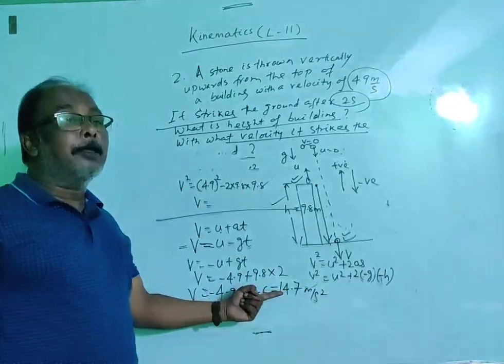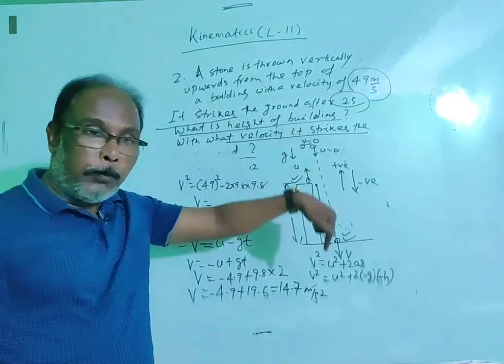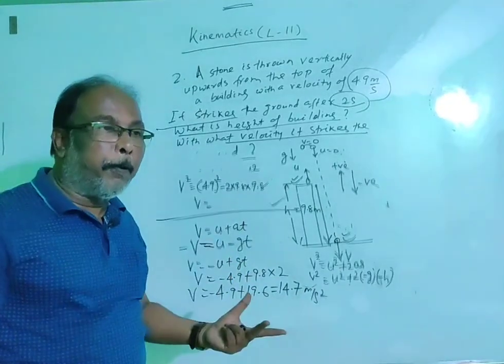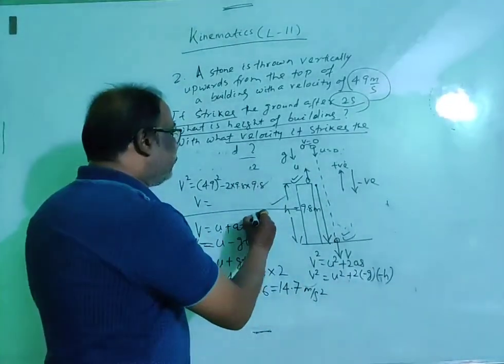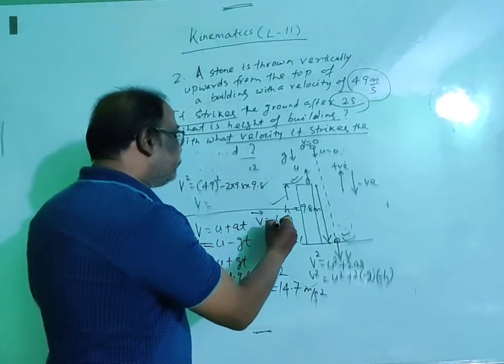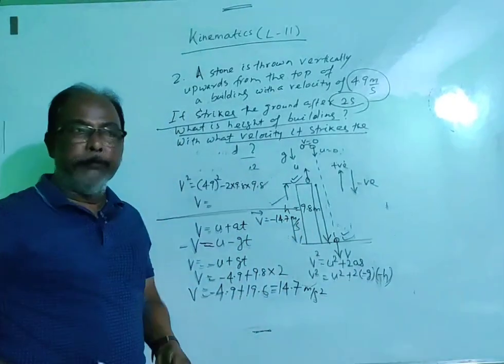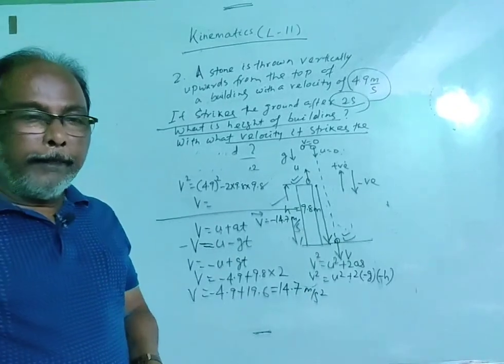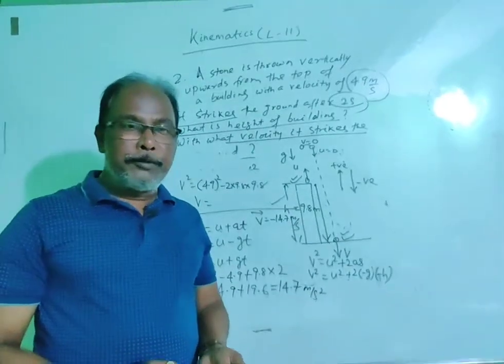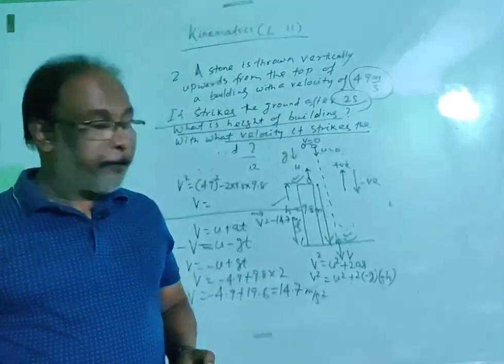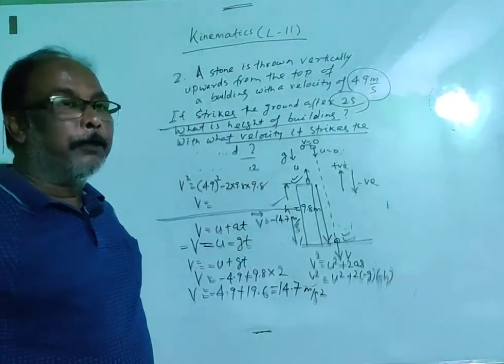Finally, direction of final velocity is in downward direction. In vector form, you may take it as minus 14.7 meter per second. Is it clear? Yes, sir. Your answer matches? Yes. Okay. Next question, I think question number 3.